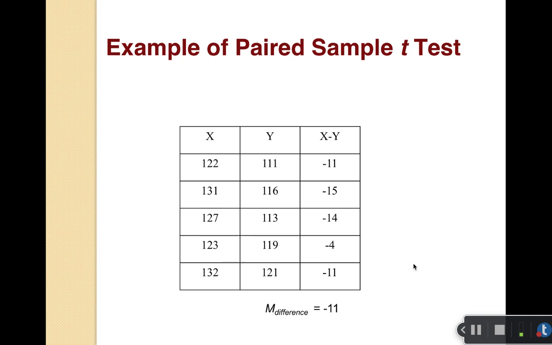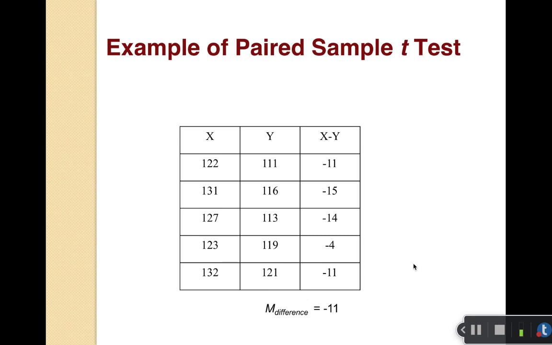So according to our null hypothesis, there should be no difference. We would expect the X and Y columns to equal each other. You subtract them, and you'd have a mean difference of nothing. So again, we know that this difference, this negative 11, is not equal to 0. It's definitely not equal to 0.